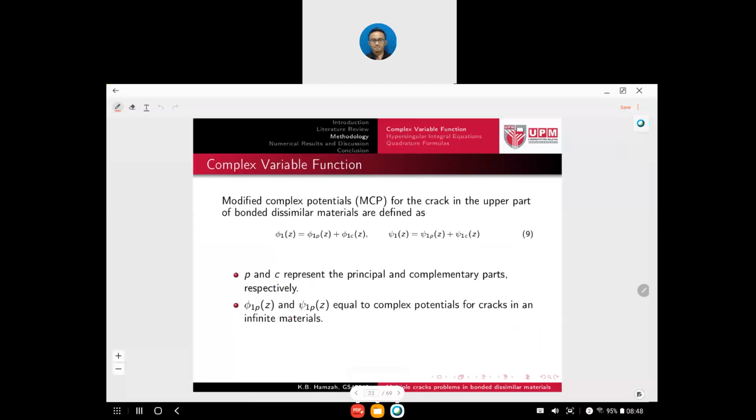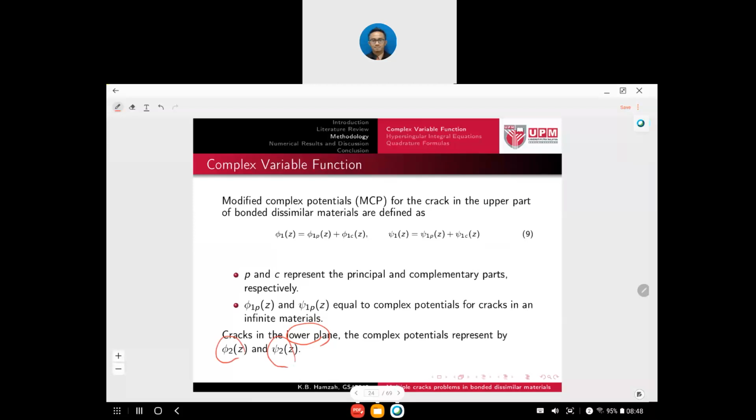In order to find a complex variable function for the case of bonded dissimilar materials, we need to use a modified complex potential function for the crack at the upper part consisting of principal and complementary parts as equation 9, whereby the principal part is also equal to the complex potential for the case of infinite materials, and then the crack in the lower plane is represented by phi 2 and psi 2.